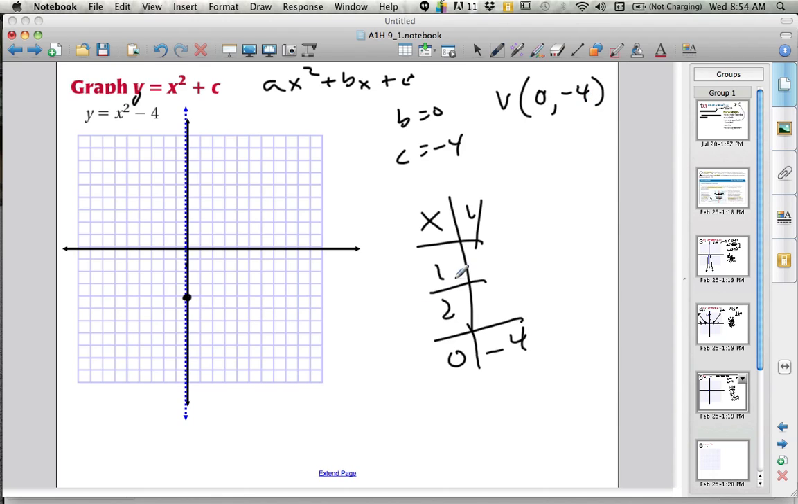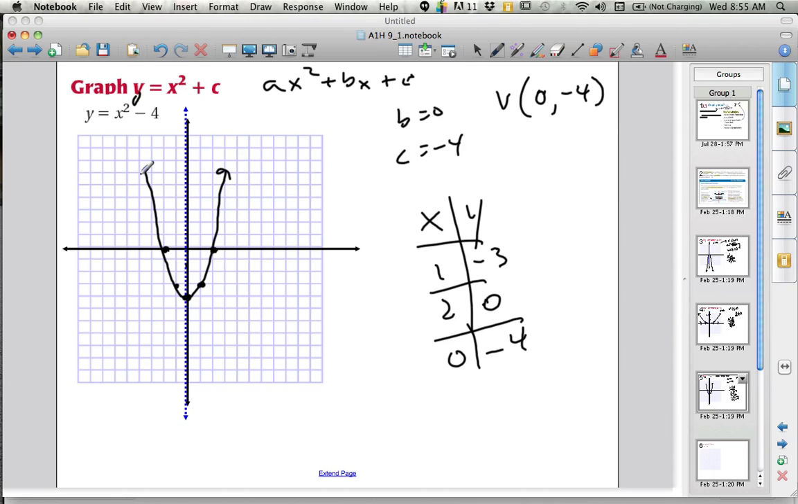Okay? When x is 1, 1 squared is 1, minus 4 is -3. And 2 squared is 4, 4 minus 4 is 0. Okay, so at 1, I'm at -3. And at 2, I'm at 0. So if 1 to the right, I'm at -3, 1 to the left, I'll be at -3. If I'm 2 to the right at 0, I'll be 2 to the left, I'll be at 0. And here's my graph. It comes in here, turns around and goes out.